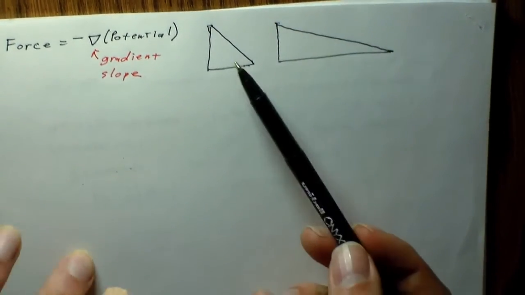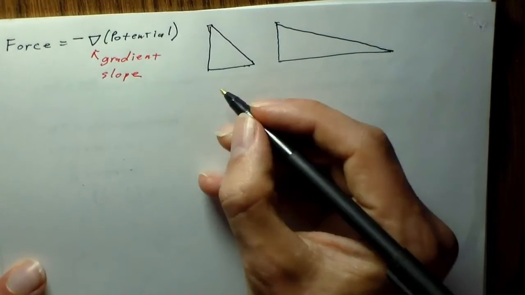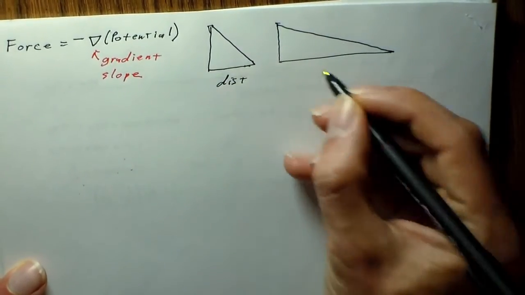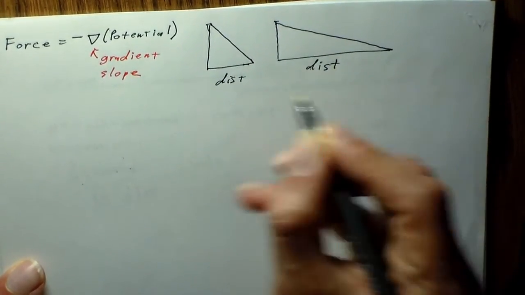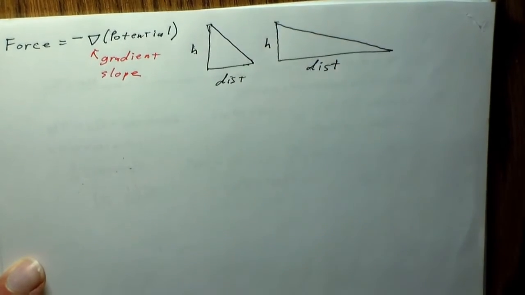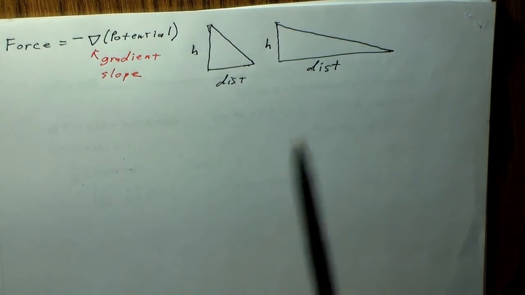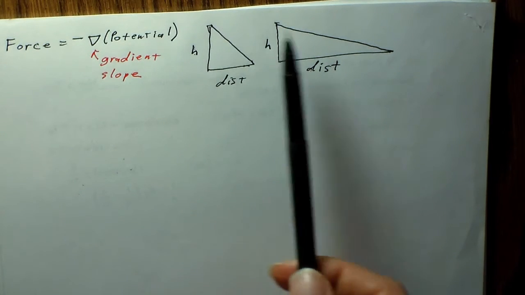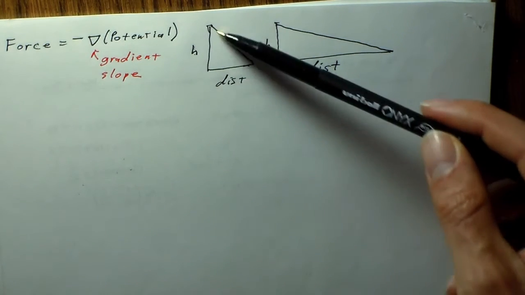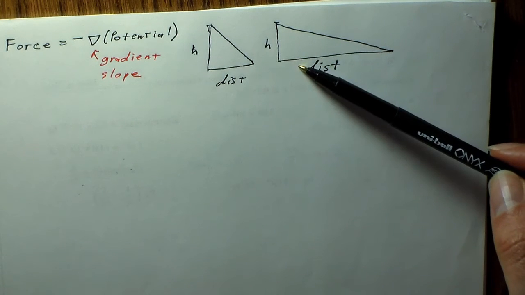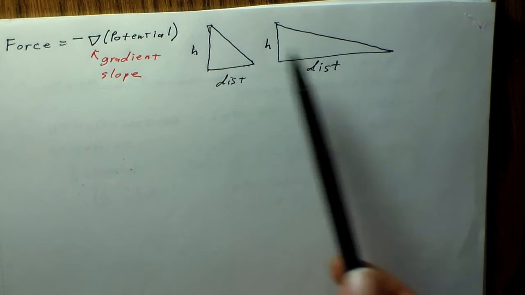Okay, so both of these, and what I'm talking about here, this is going to be my distance. So that's my distance. And here's going to be my height. You can just think about this as going up a hill or an inclined plane or something. Both of these have the same height, so the change in potential energy is exactly the same for both of these. But notice that their slopes are different.